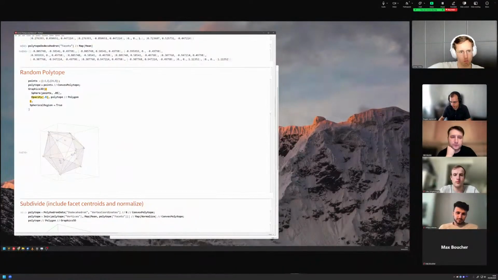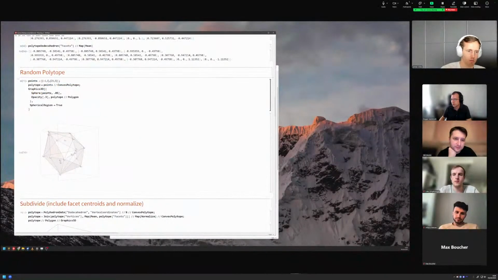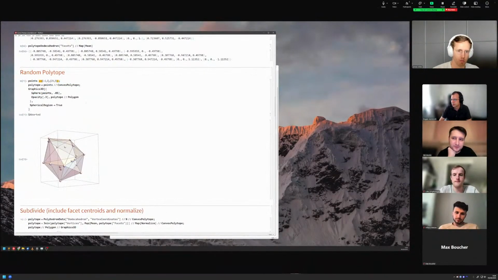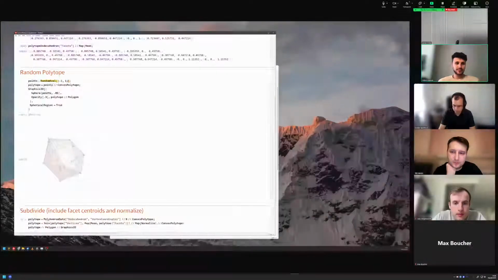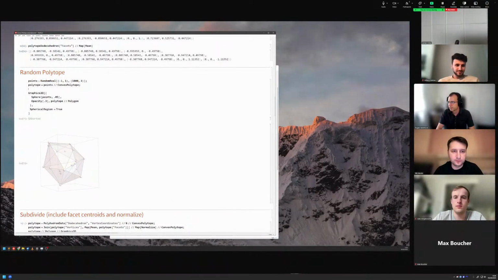For random points, polytopes do... No, what happened here? Goodness. How fast is the algorithm that finds the outer polytope? Could we do this with 100,000 points? Let's give it 1,000 and see what the timing is.